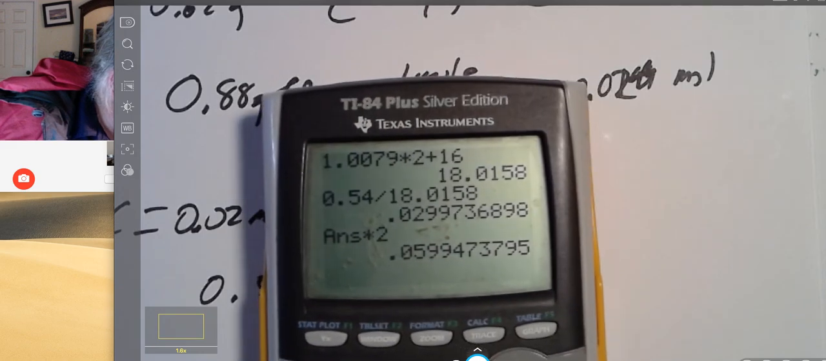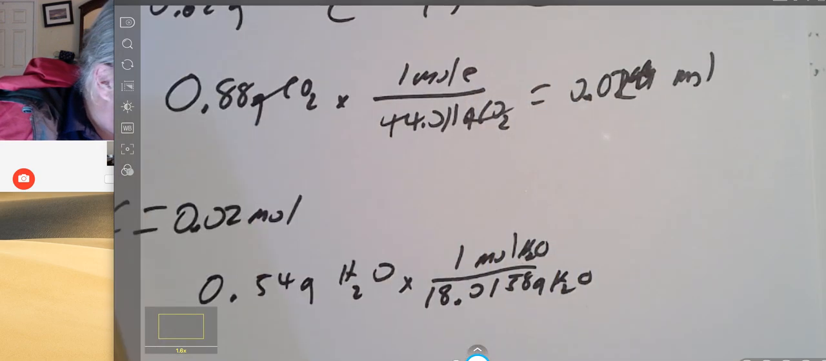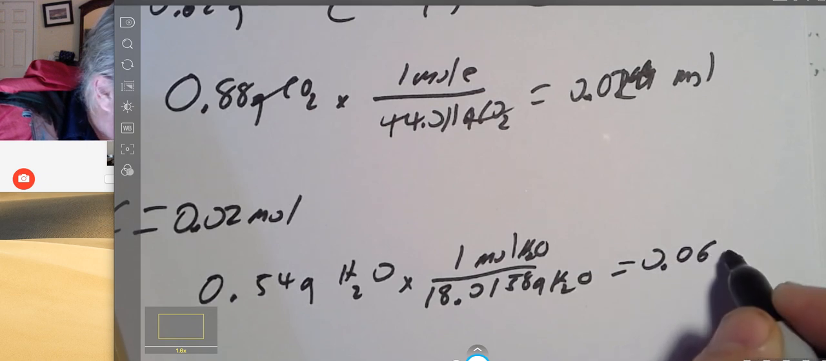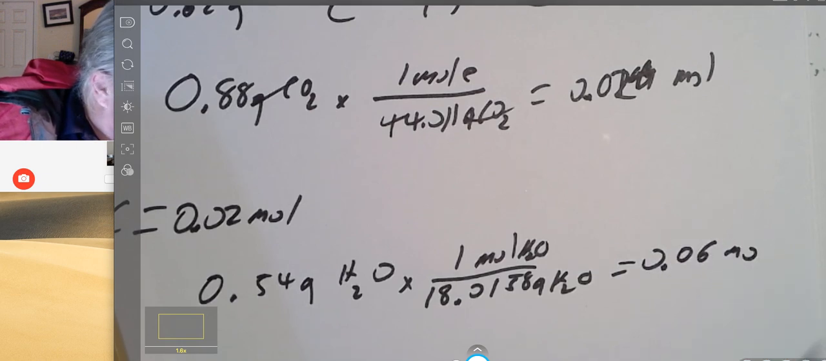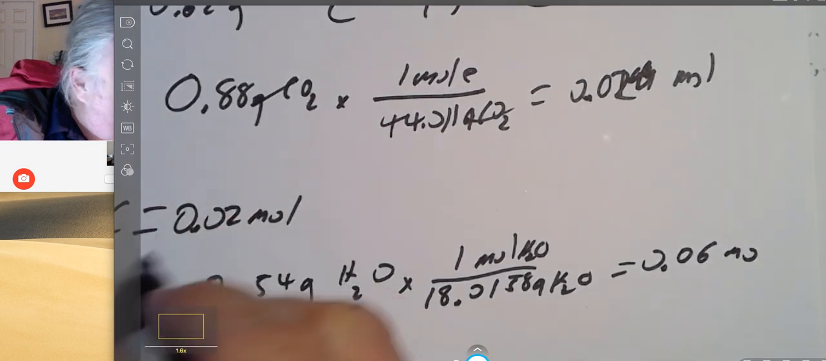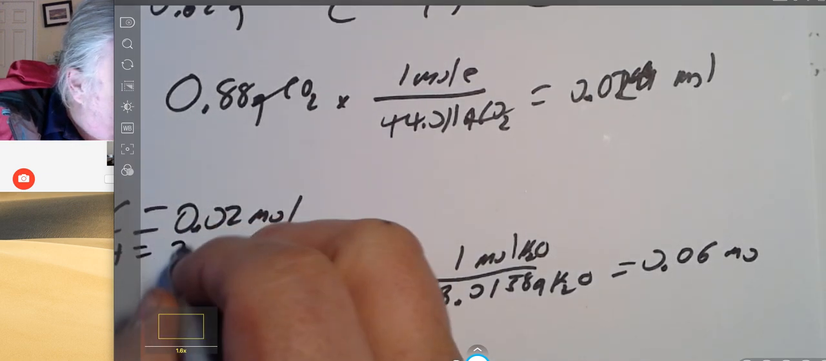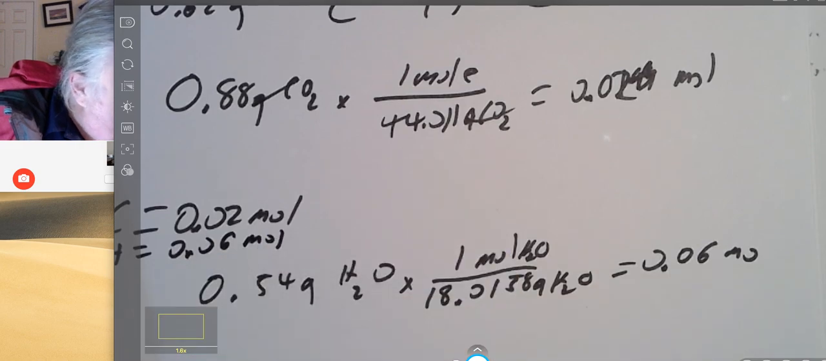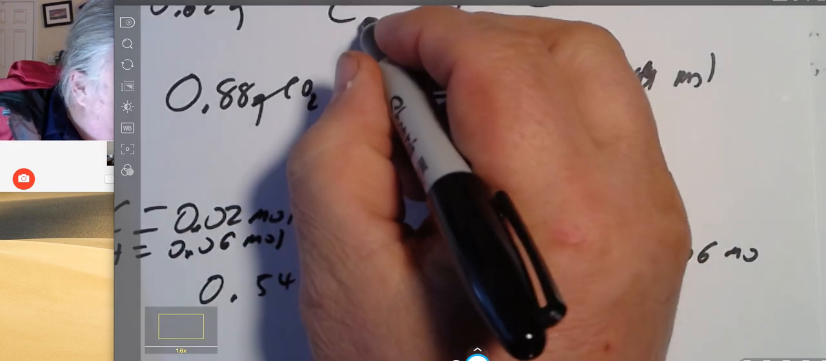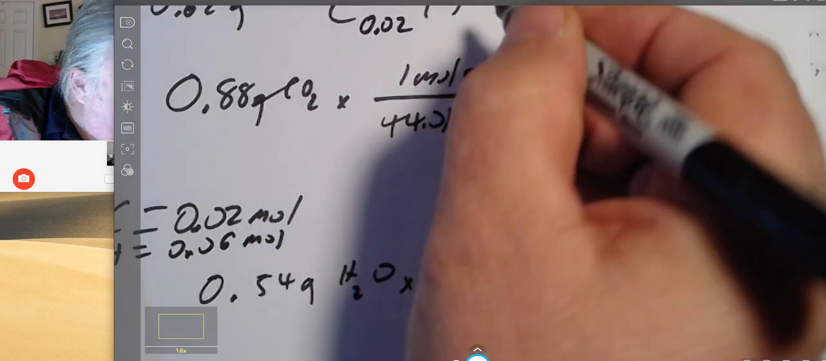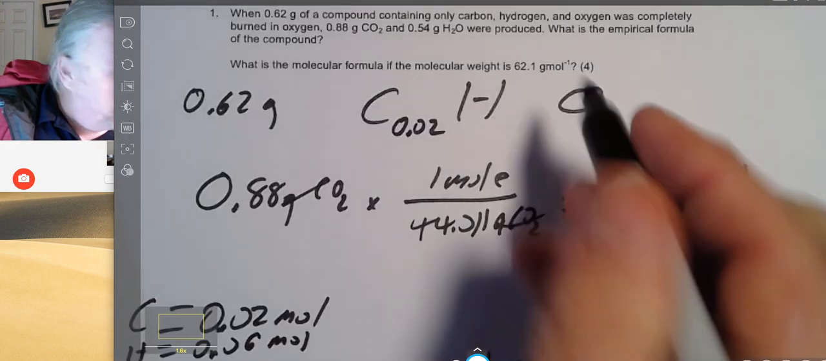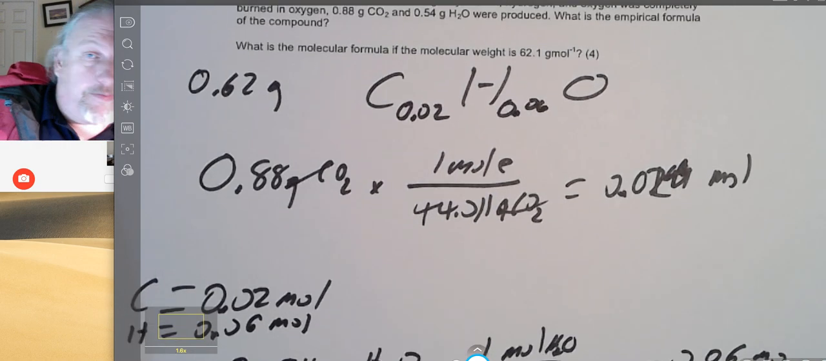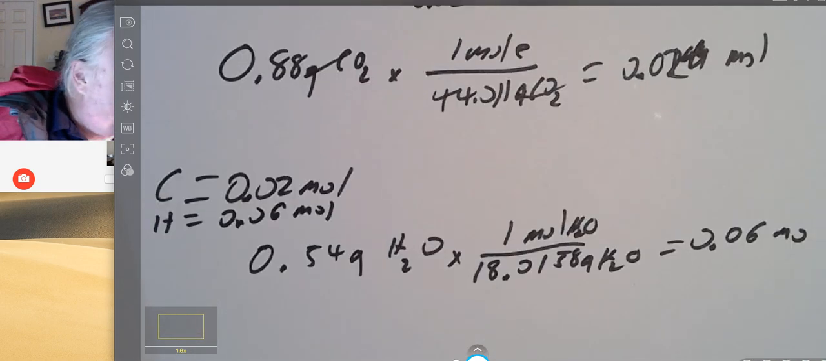And if I look, I've got 0.06 moles of hydrogen. So my hydrogen equals 0.06 moles. Okay, so I can actually write that down there. So I'm going to go 0.02, 0.06. I still need to know the number of oxygens, right? So how do I do that?